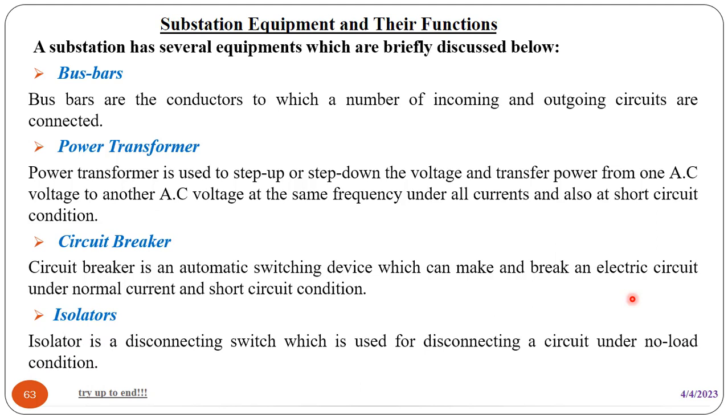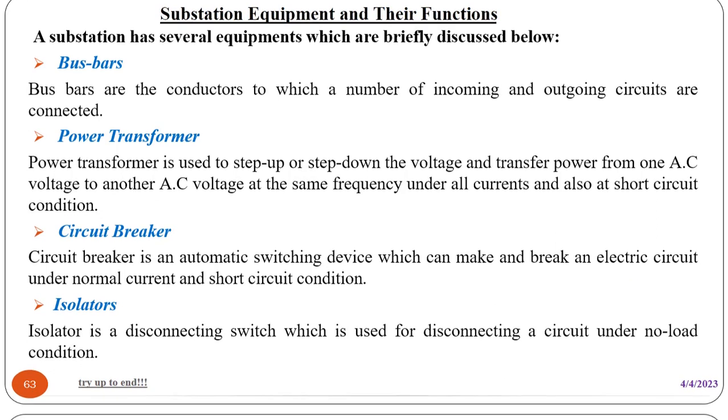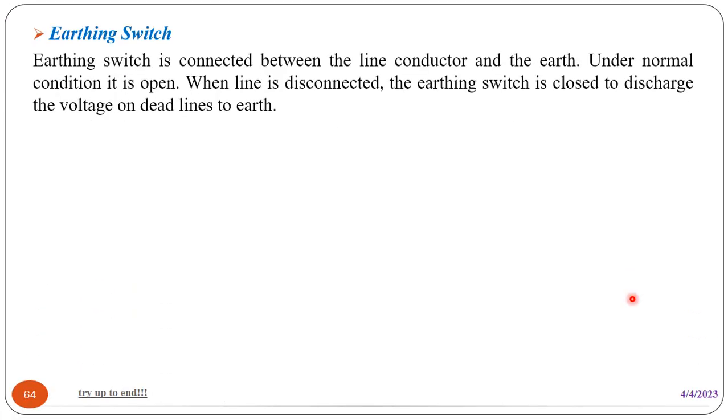Isolator. An isolator is a connecting switch which is used for disconnecting a circuit under no load condition. Earthing switch. The earthing switch is connected between the line conductor and the earth. Under normal condition it is open, and when the line is disconnected, the earthing switch is closed to discharge the voltage of the dead line to the earth.